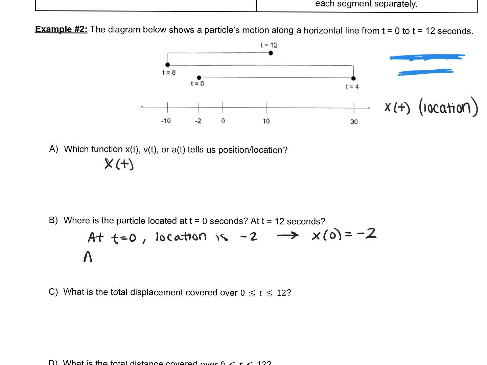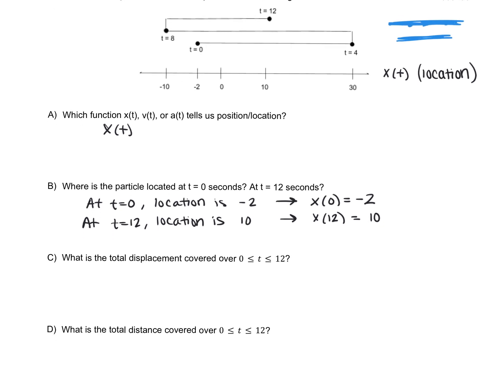At 12 seconds, so at time equals 12, my location is what? Let's see. So at time equals 12, my location is 10. So that corresponds to x of 12. At time equals 12, I am at 10 on that horizontal line.